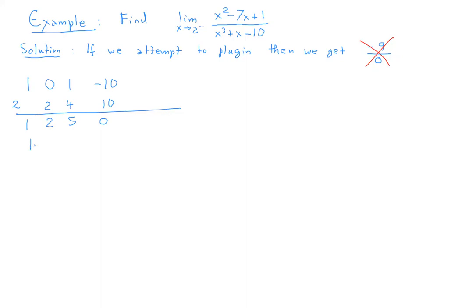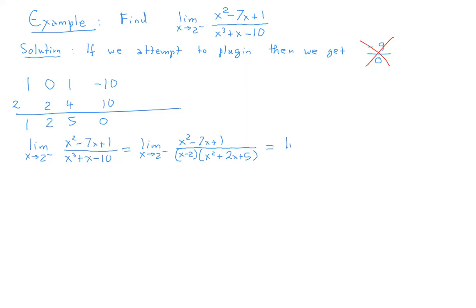Which means that the limit as x tends to 2 from the left of x squared minus 7x plus 1 over x cubed plus x minus 10 can be written as the limit as x tends to 2 from the left of x squared minus 7x plus 1 over x minus 2 times x squared plus 2x plus 5. And now we're going to do this separation that clears things up. And that's pretty much a very simple pattern to follow in such cases.